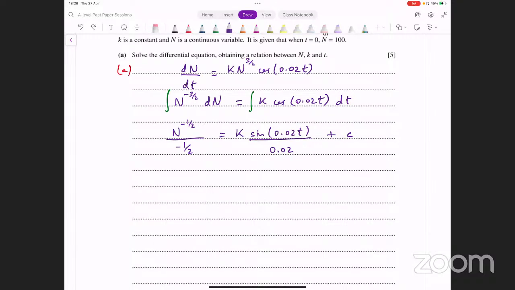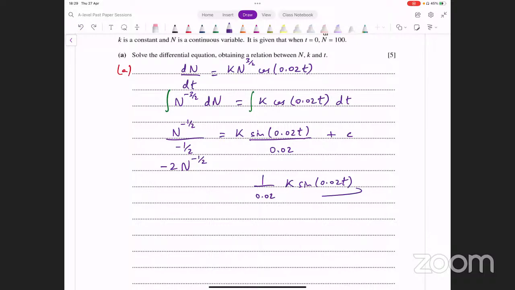But before that, let's simplify this a bit. Minus 1 over 2, it's going to go to the numerator. 2 पर जाएगा तो ये क्या बन जाएगा? Minus 2n raised to power minus 1 over 2. Now, this is 0.02 in the denominator. We can also take this to the numerator. कि आपके पास ऐसा लिखा हुआ है 1 over 0.02 into k into sine of 0.02t. Right? You could think of it like this.